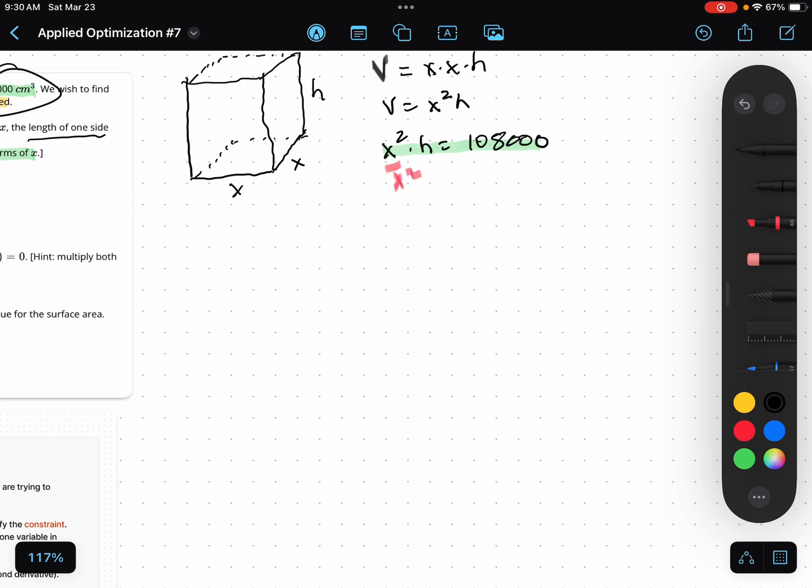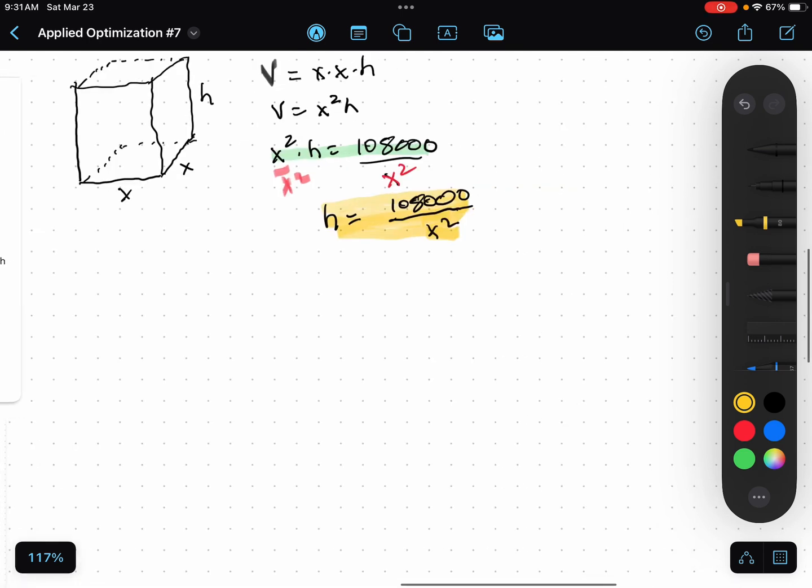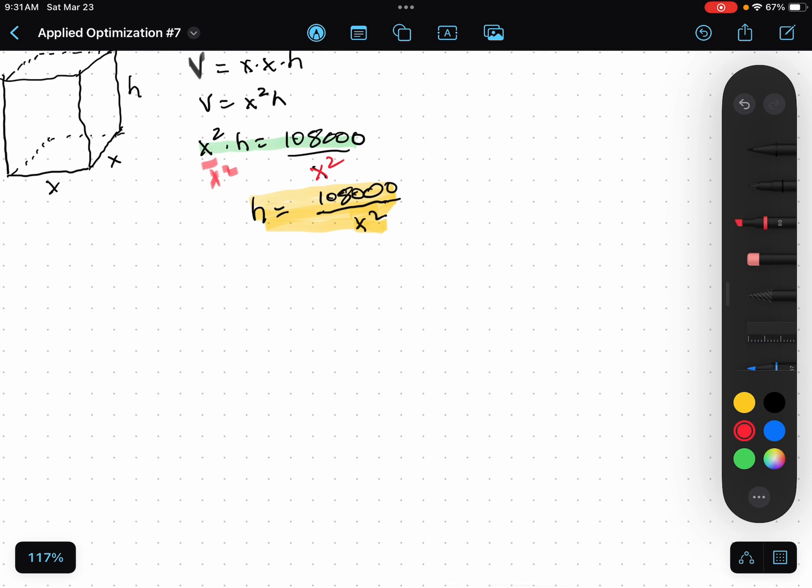Using the wrong pen again. Using the wrong color again. Divide both sides by x squared, and we get h equals 108,000 over x squared. So this is now our constraint. Okay? We're going to use that to eliminate variables. I'm going to label that just so we know this is a constraint. I'm using the wrong pen, sorry.